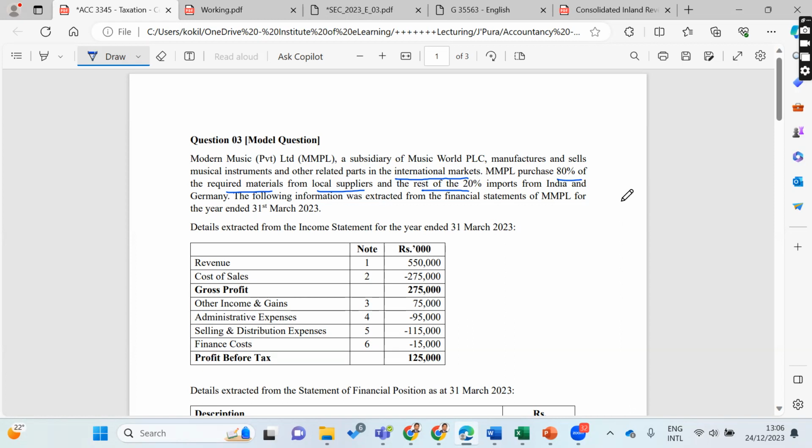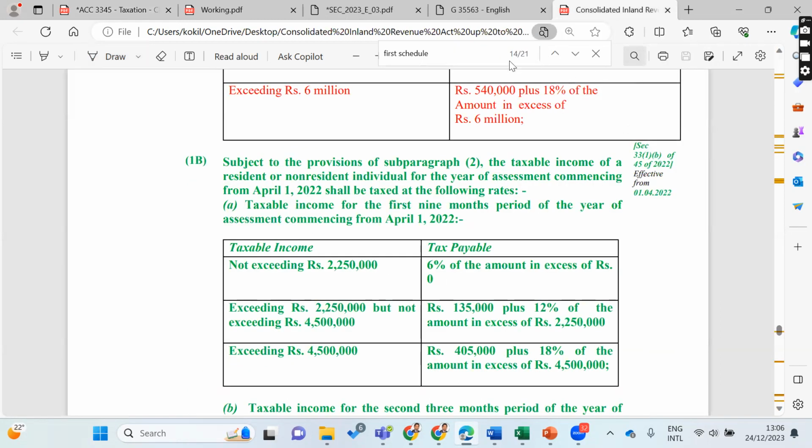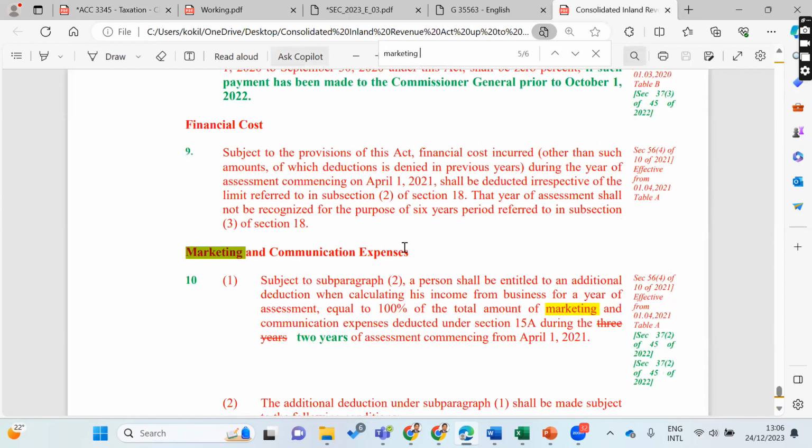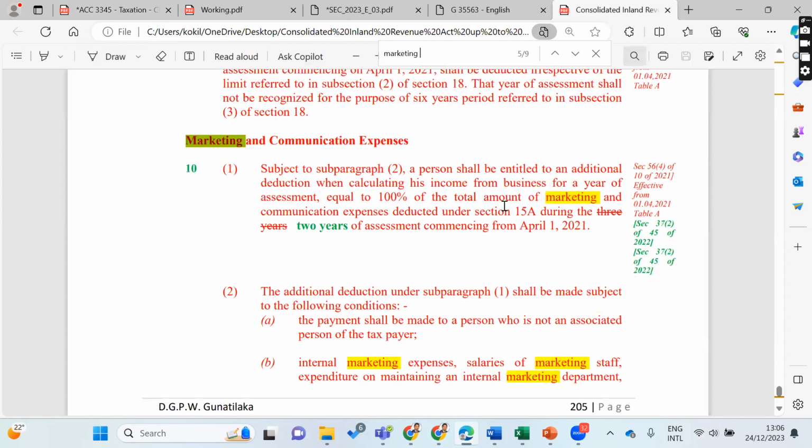So this has been given because of the marketing and communication expense deduction. You have to refer to that as well. You need to have some idea about marketing and communication, what it is. If you want, you can search Marcom, marketing and communication expenses.